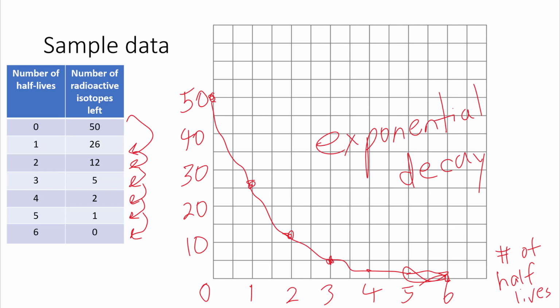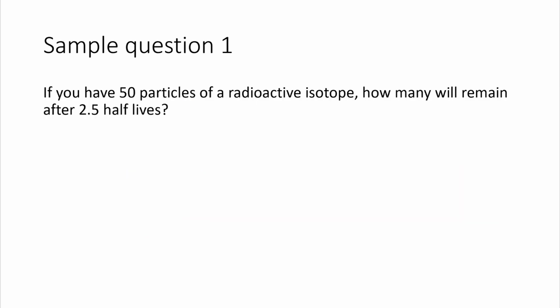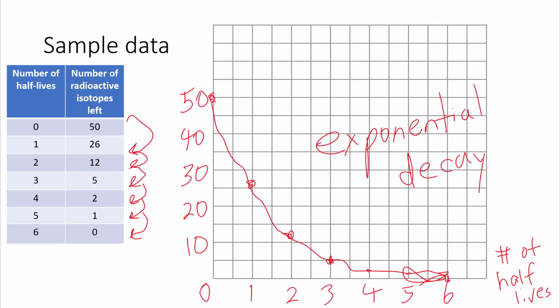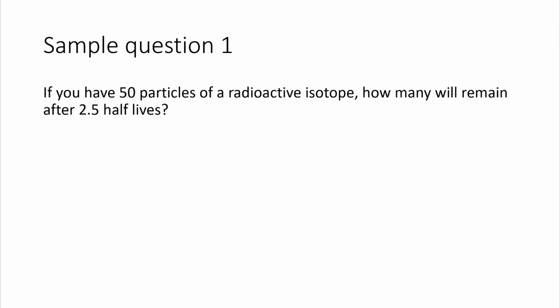So we take a look at these sample problems, and you can see what we're talking about. If you have 50 particles of a radioactive substance, how many will remain after 2.5 half-lives? So we look at 2.5 on this graph, and it's about 8, maybe. You can do this through a calculation, but you don't have to do that. On the test, you will be able to just divide by 2. In this case, you have to look at the graph. So 2.5 half-lives is about 8 particles.